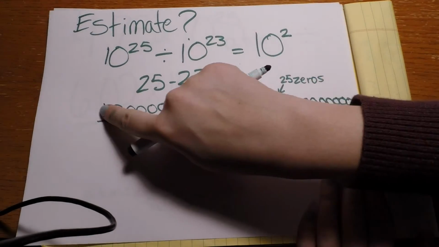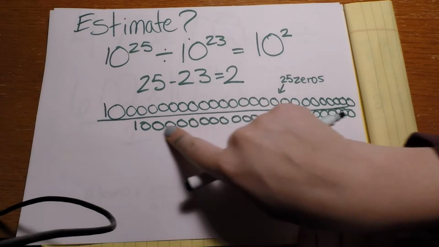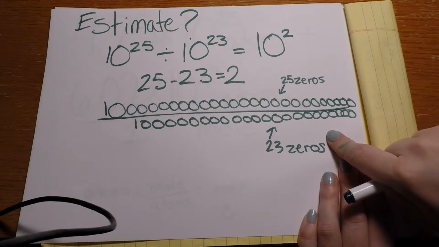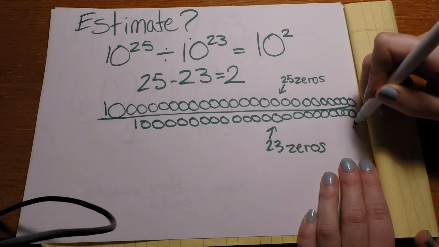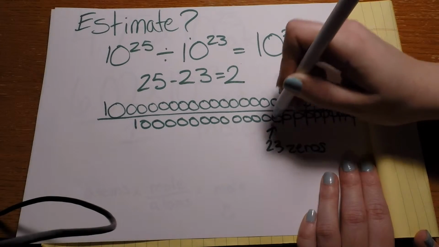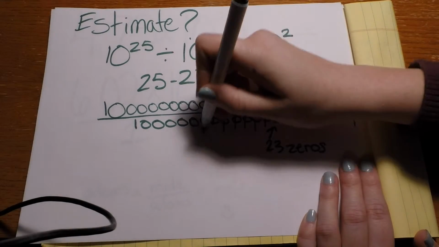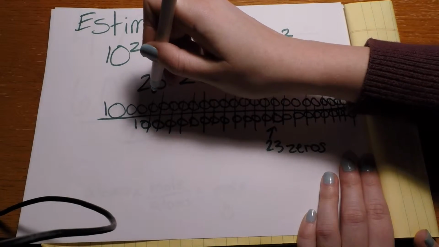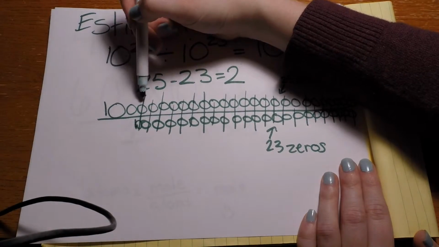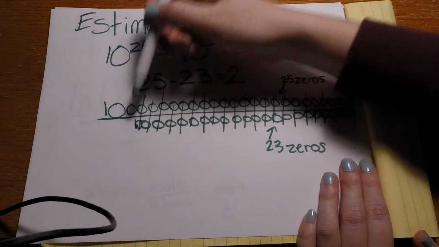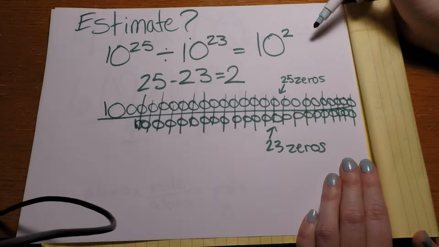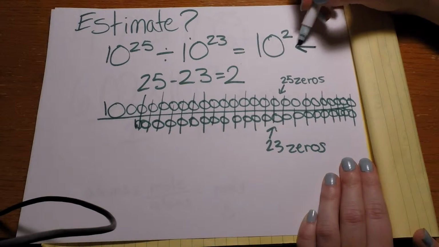Well, if you were going to actually write out this math problem, you would put the 1 with 25 zeros, and you would put the 1 with 23 zeros, and then you're going to cancel out your zeros. So let's see if I counted my zeros correctly. 1, 2, 3, 4, 5, 6, 7, 8, 9, 10, 11, 12, 13, 14, 15, 16, 17, 18, 19, 20, 21, 22... Oh, I needed one more. 23. Okay, and we end up with 100, which is the same as 10 to the 2nd, over 1, which is the same as 10 to the 2nd. So I should assume that my answer will be in this range.